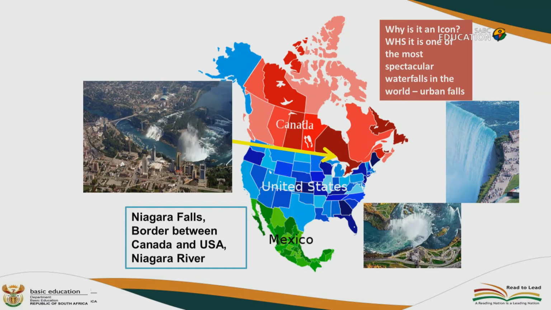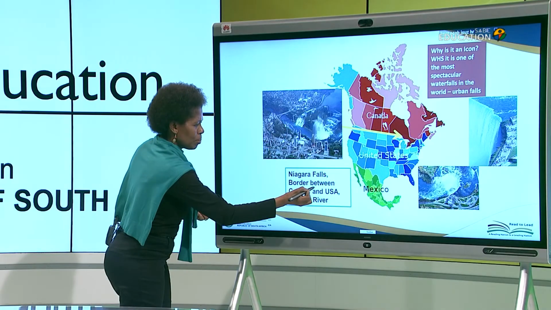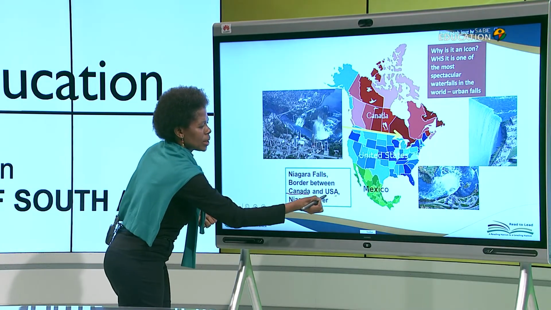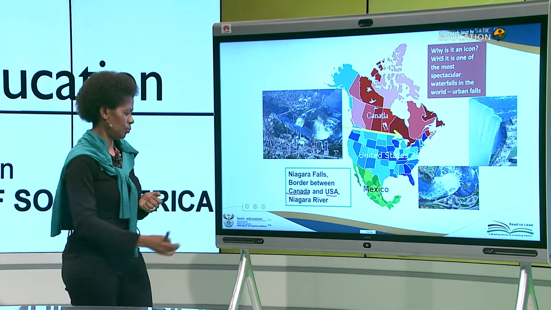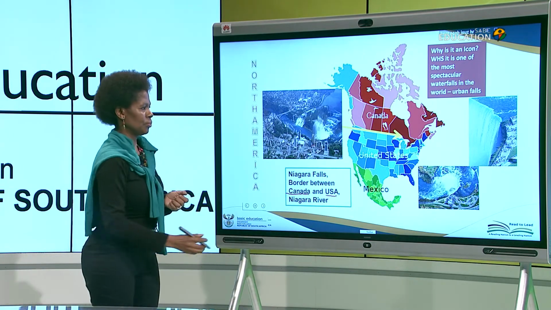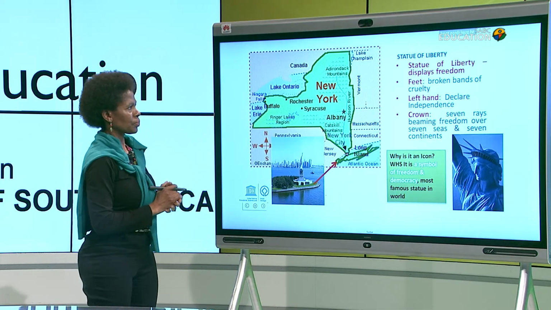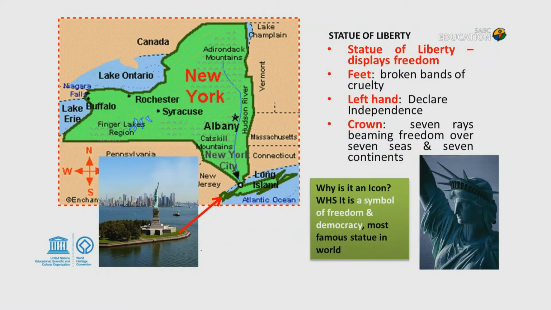Check where it is located. It says it borders between Canada and USA. We have New York. Where is New York situated? In one of our continents. What do we get in New York? We've got the Statue of Liberty.